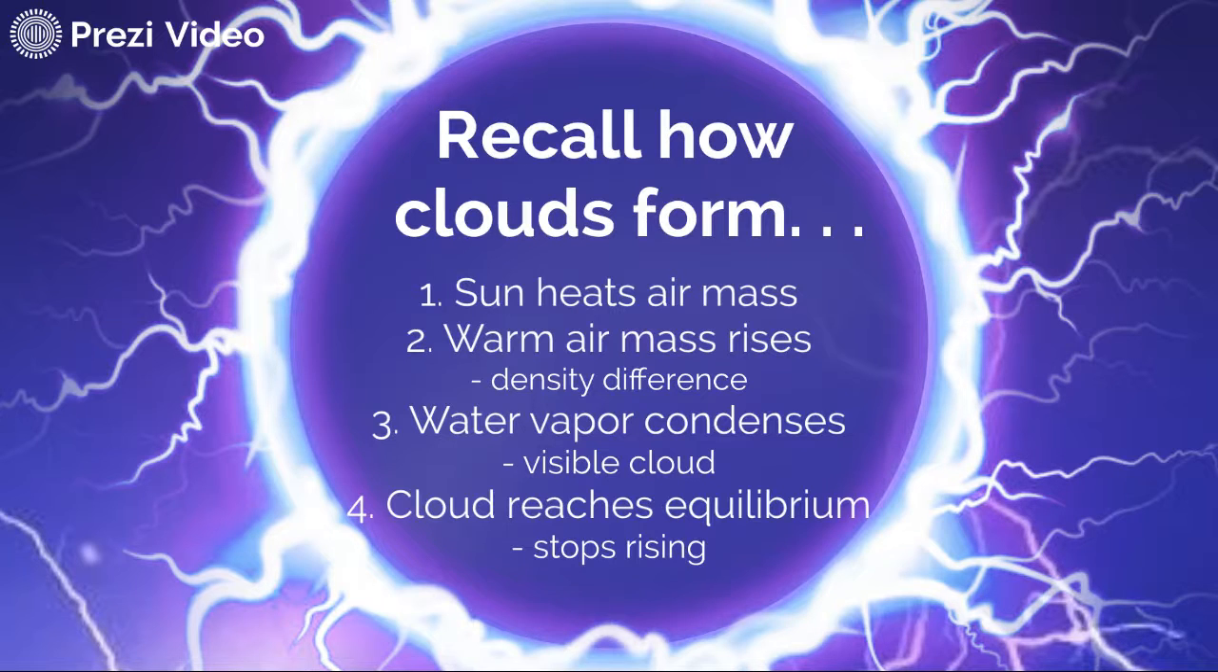Once this cloud begins to form, it continues to rise because of this density difference and because the air mass is a different temperature than the outside surrounding air. And it's going to keep on rising until this cloud reaches equilibrium, meaning that the air mass or the cloud has become the same temperature as the surrounding air in the environment.